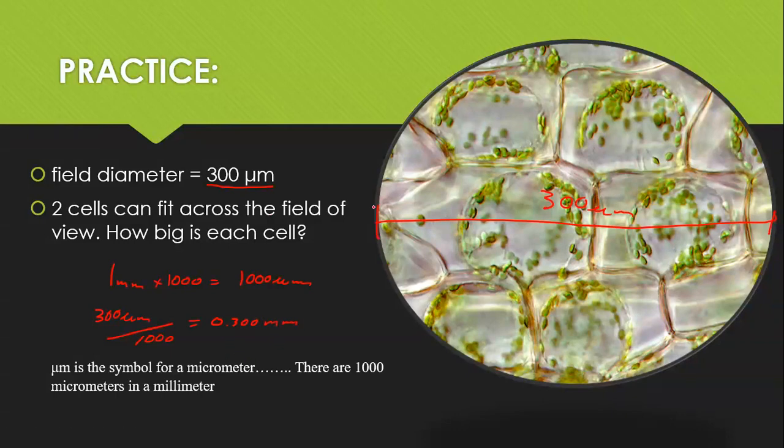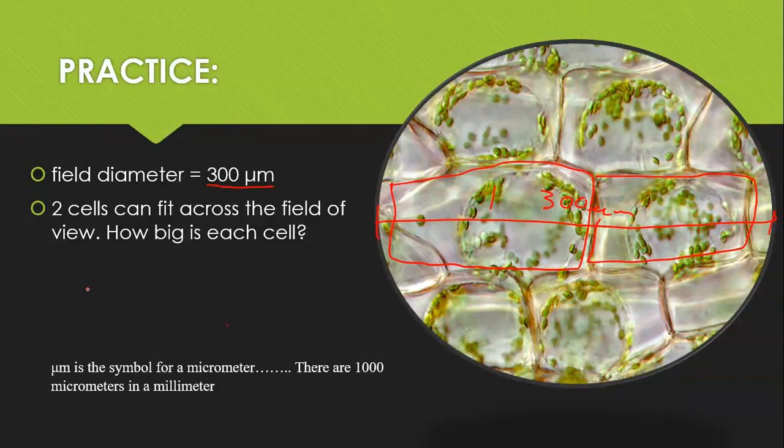So in this case, I have 300 micrometers across my field of view, and I want to know how big those plant cells are in real life. So what I do is I count the number of objects that fit across the screen. In this case, here's one cell, and then here's two cells. So about two cells fit across the screen.